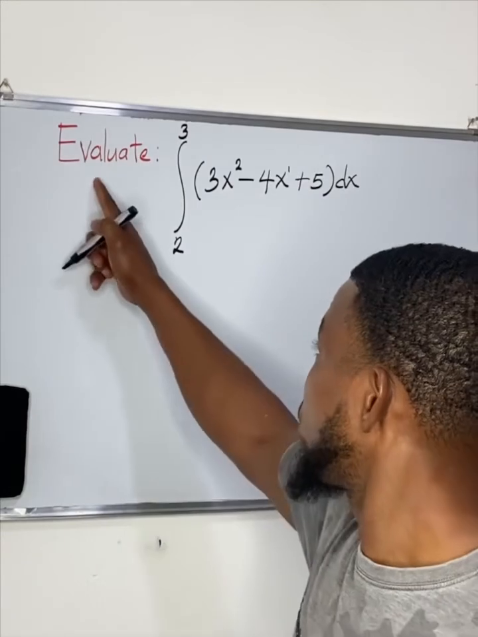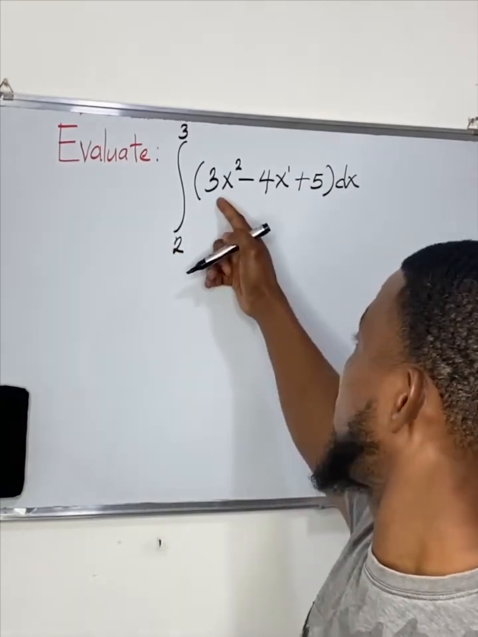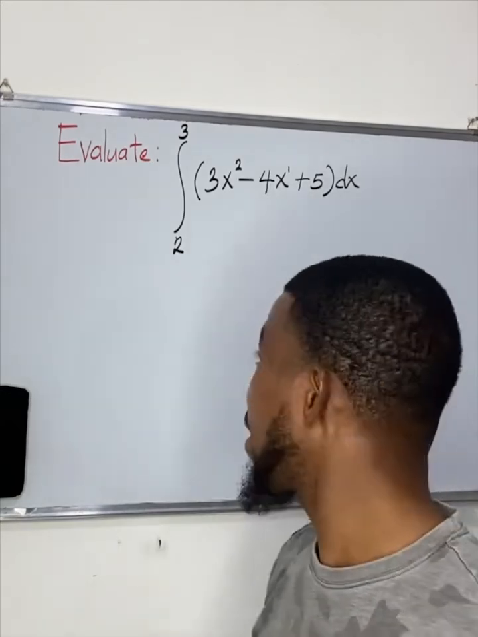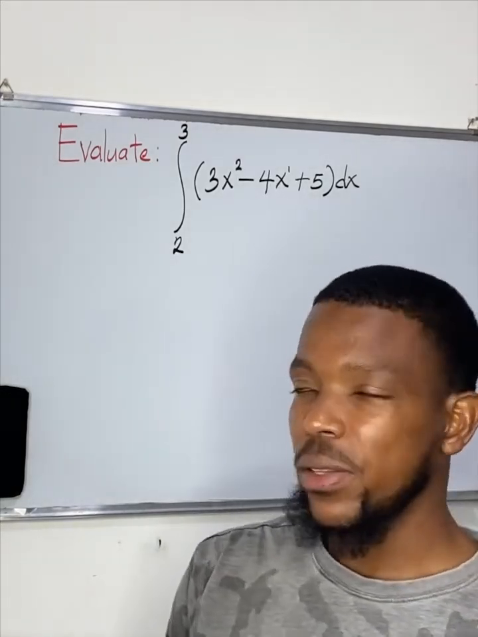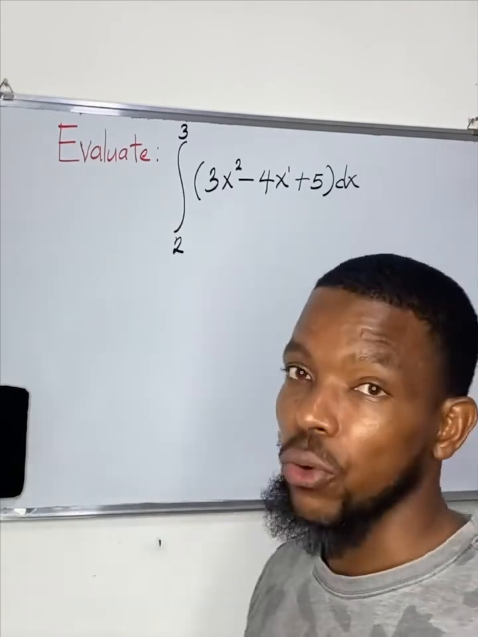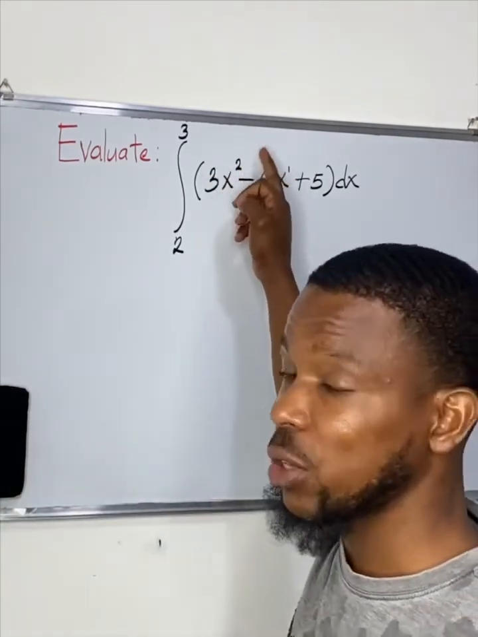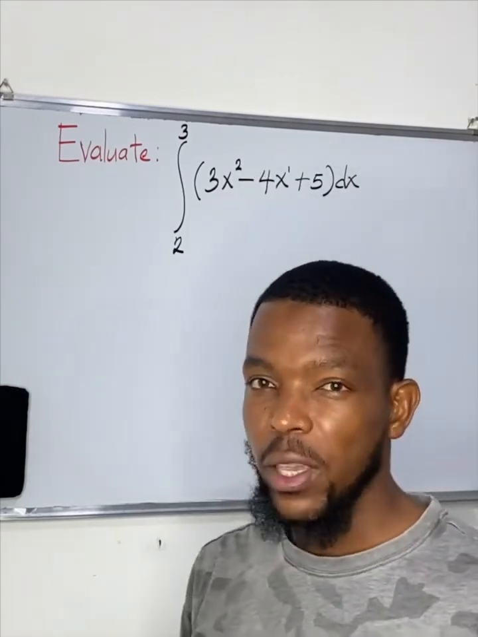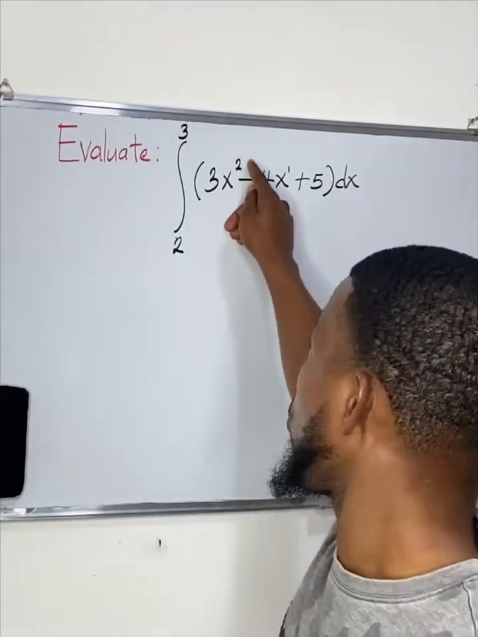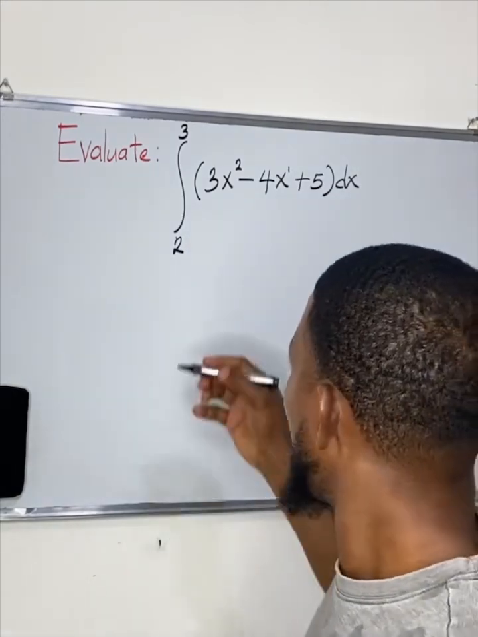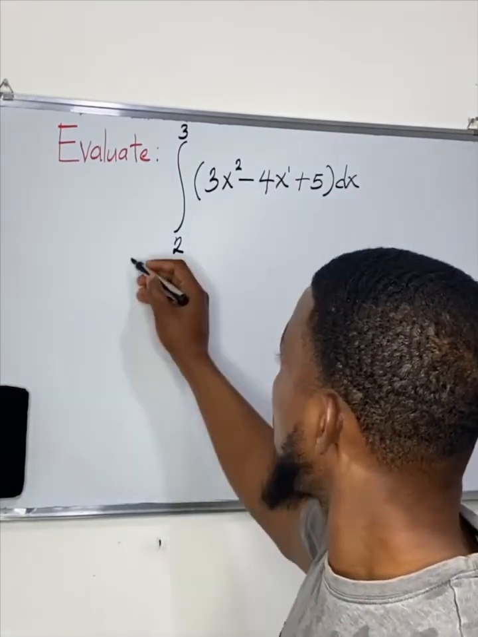In today's lesson, we want to evaluate the integral of 3x squared minus 4x plus 5. This is very easy. Now for differentiation, we usually bring the power down and subtract 1 from the power. But here, we have to add 1 to the power. So in integration, we'll be using addition.